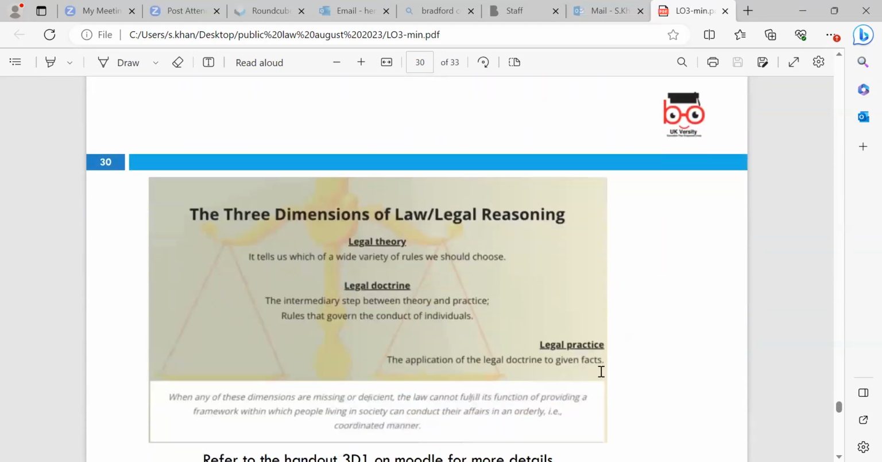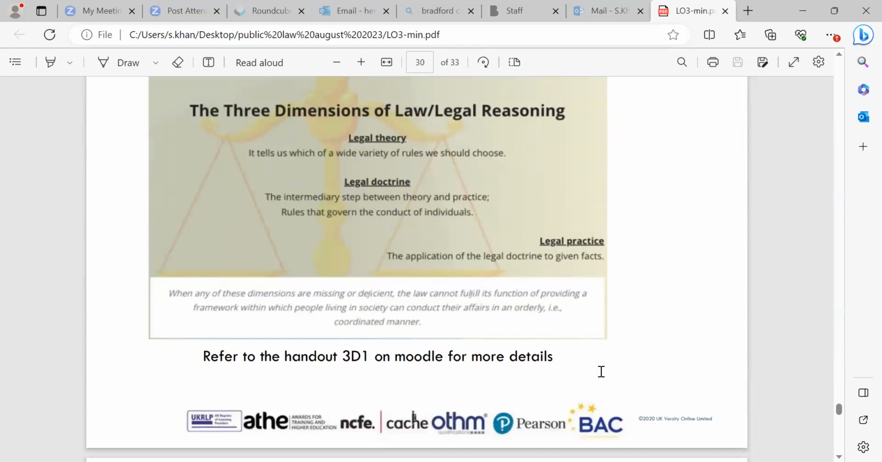The three dimensions of law, legal reasoning. If you need to refer to this on Moodle, the handout is in 3D1 on Moodle and has more details on there. First is legal theory, which tells us which of a wide variety of rules we should choose. Secondly is legal doctrine, and this is the intermediary step between theory and practice. And these are rules that govern the conduct of individuals. And then we've got legal practice, which is the application of legal doctrine to given facts.